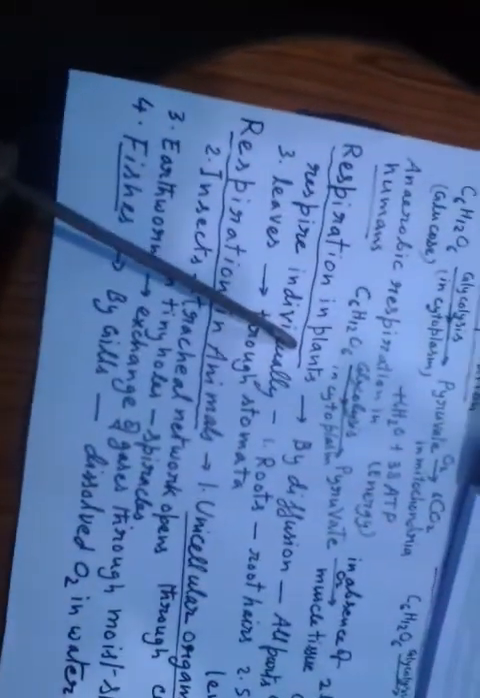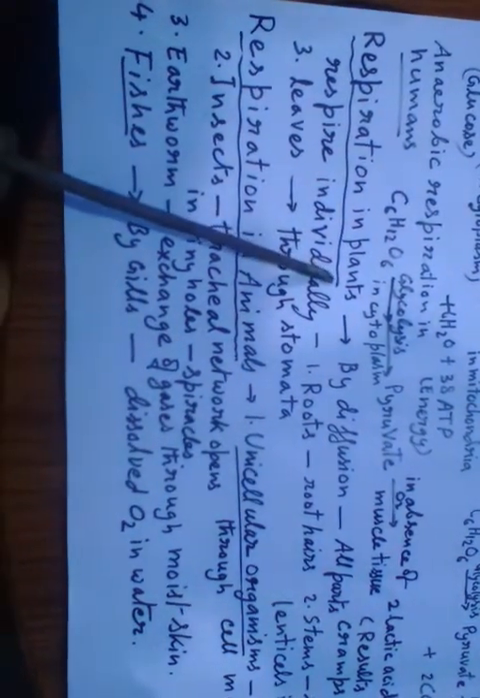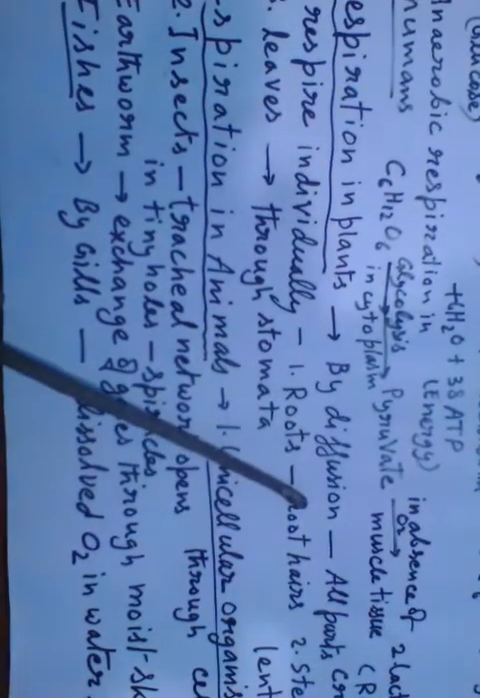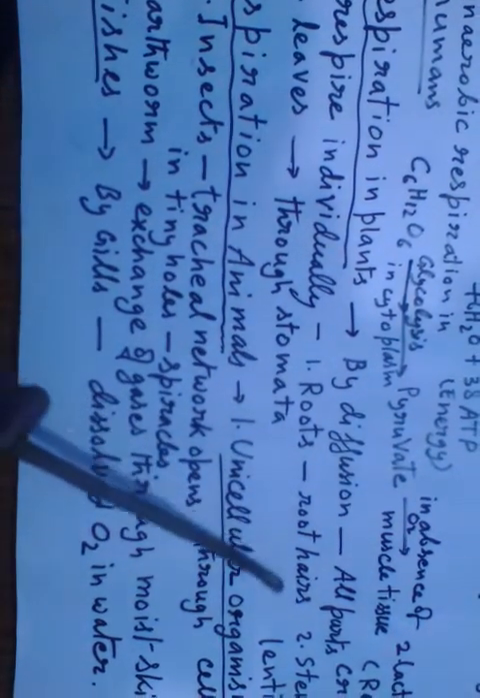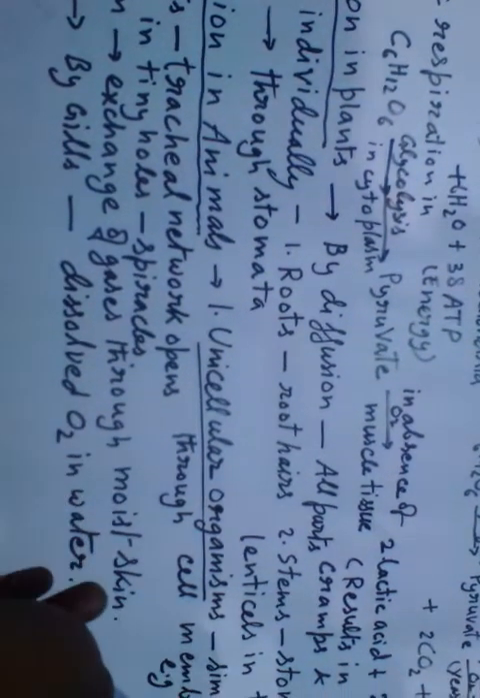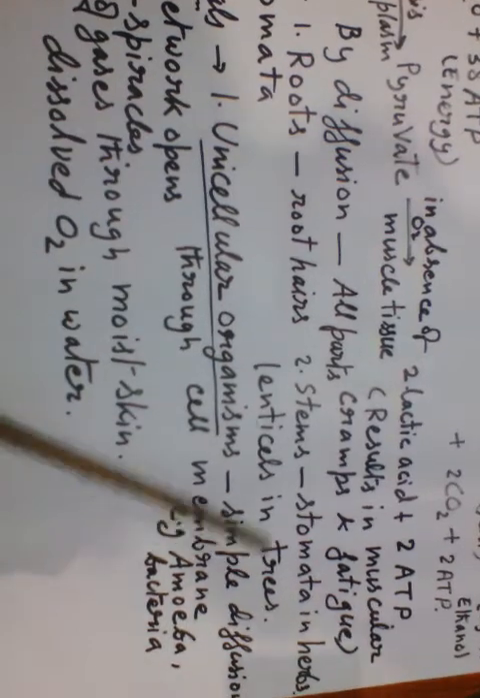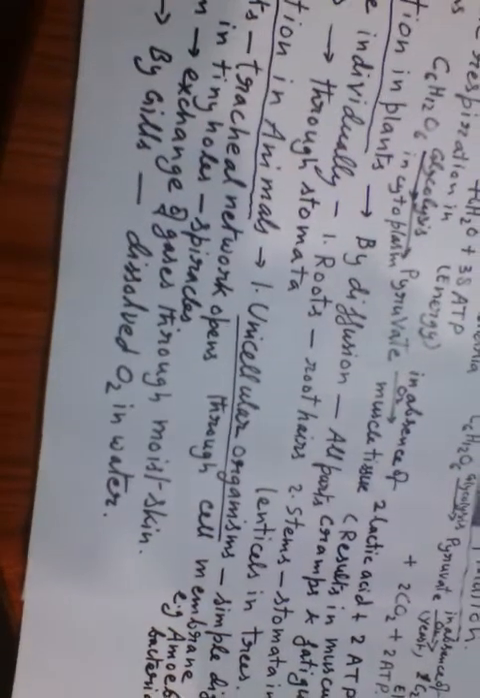Respiration in plants. As you know, each and every part of the plants respires by the simple diffusion method. The roots respire through their root hairs from the soil. Stems of the herbs, small plants, respire through tiny openings called stomata, and in trees it is done by lenticels, whereas in the leaves they have tiny pores called stomata.